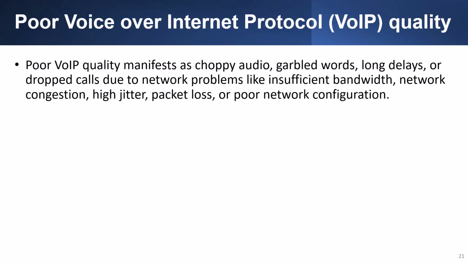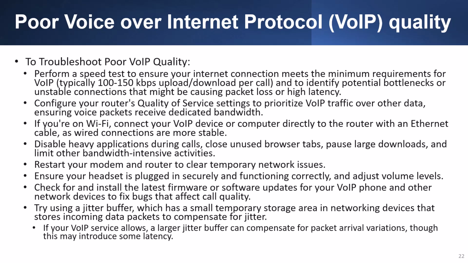Poor VoIP quality manifests as choppy audio, garbled words, long delays, or dropped calls due to network problems like insufficient bandwidth, network congestion, high jitter, packet loss, or poor network configuration. Troubleshoot poor VoIP quality. Perform a speed test to ensure your internet connection meets the minimum requirements for VoIP, typically 100 to 150 kilobits per second upload and download per call, and to identify potential bottlenecks or unstable connections that might be causing packet loss or high latency.